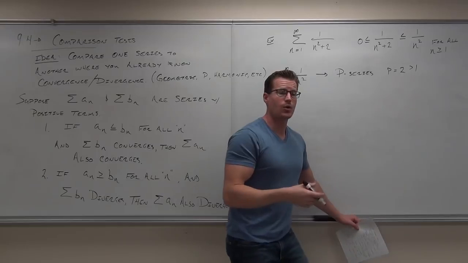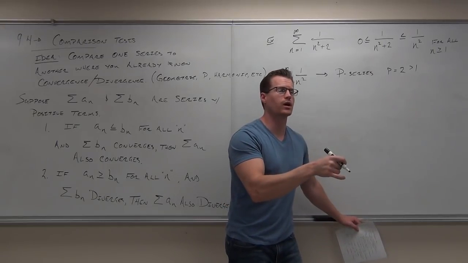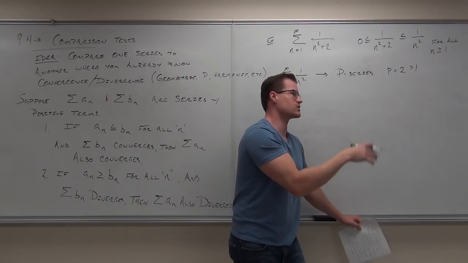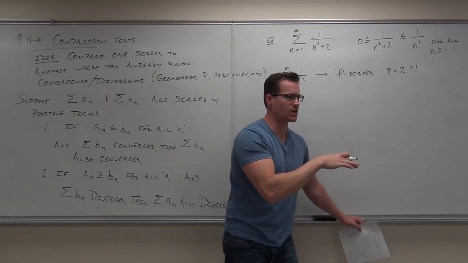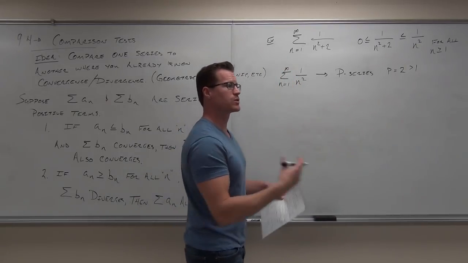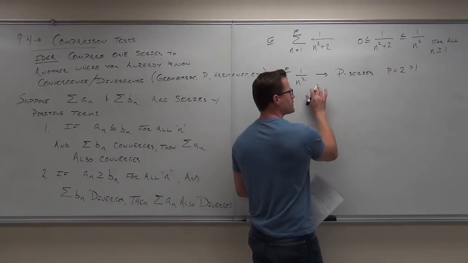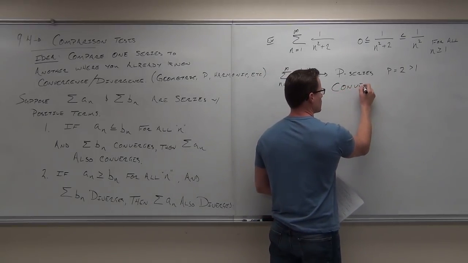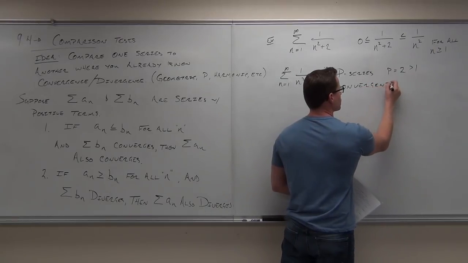That's fantastic. We know that if p were less than or equal to 1, we'd get the harmonic series or something below that, and we'd get something that would be divergent. So here we know, hey, it's a p-series. Not a problem. P equals 2. That's more than 1. Therefore, this series is what? Convergent. Now we're going to put the whole thing together.